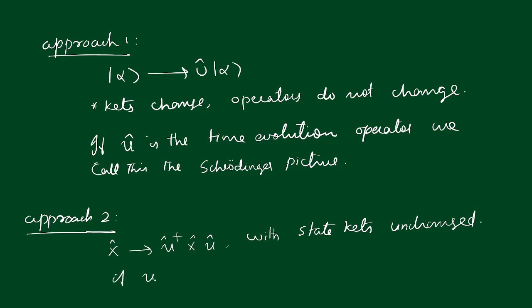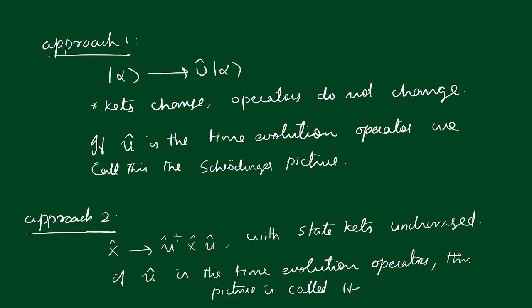Okay, now in this case, if u is the time translation operator or time evolution operator, then this approach is called the Heisenberg picture, right? Okay, is that clear? So the idea is that both pictures or both approaches lead to the same results. Same results for expectation values of observables.